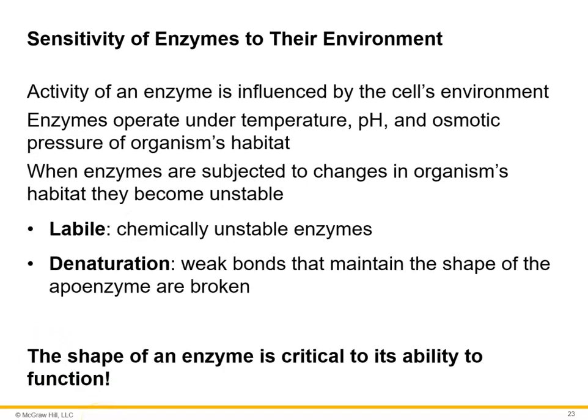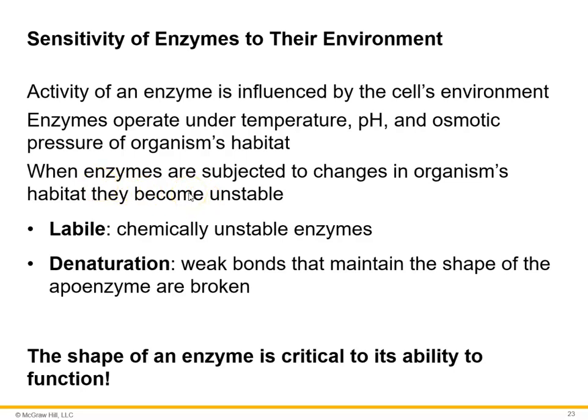Okay, so enzymes are going to be influenced by their environment. And each enzyme has its optimum temperature, pH, and osmotic pressure that it operates at. And these tend to be the same temperature, pH, and osmotic pressure of the given organism. And that should make sense, right? For example, our enzymes tend to operate at the same temperature as body temperature.